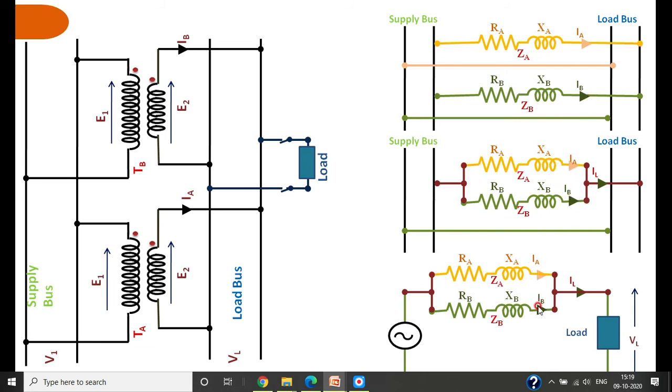Here also it is IA and IB, and the current flowing through this is the sum of IA and IB. That is, IA plus IB gives the total load current. Therefore, IL is equal to the vector sum of IA plus IB. This whole circuit diagram can be represented by its equivalent circuit diagram by parallel connection reduction.